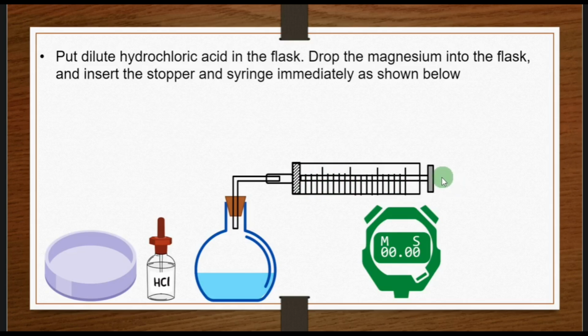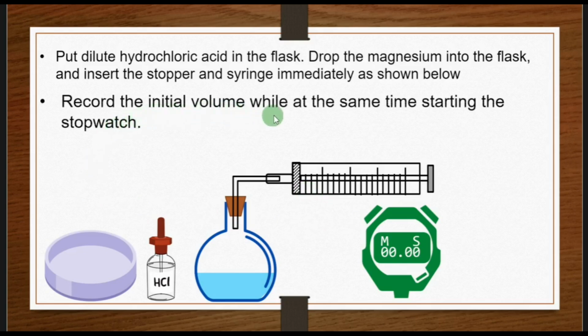All right, so you are going to see how we are going to say. Let's say this is 1 milliliter, 2 milliliter, 3 milliliter, 4 milliliter. Then these small boxes here actually mean something else. We are going to see what they mean. Next we are going to record the initial volume while at the same time starting the stopwatch.